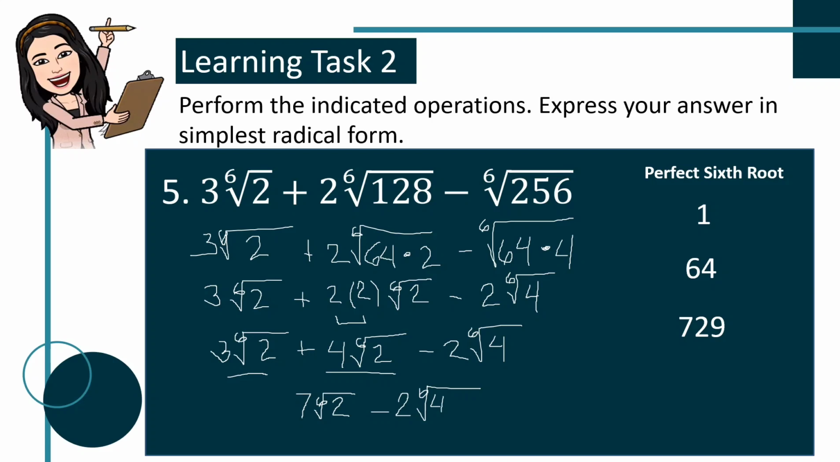So, therefore, this is our answer. Okay? So, we have, ito po ang answer natin. We have 7, 6 root of 2, minus 2, 6 root of 4.